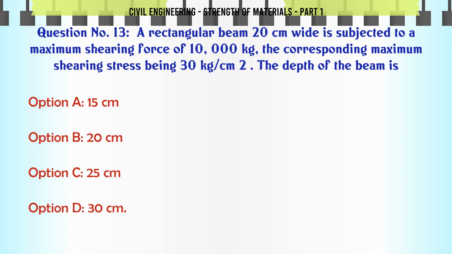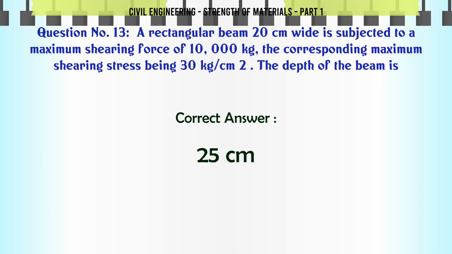A rectangular beam 20 cm wide is subjected to a maximum shearing force of 10,000 kg, the corresponding maximum shearing stress being 30 kg per cm². The depth of the beam is: (a) 15 cm, (b) 20 cm, (c) 25 cm, (d) 30 cm. The correct answer is 25 cm.